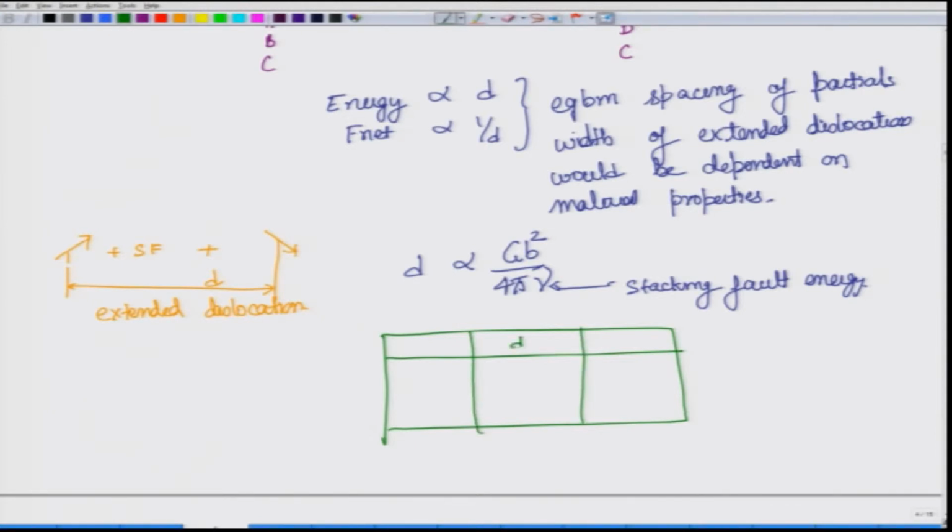So, this is the spacing, this is the gamma, and this is the material. For aluminum, people have observed that the width is A. A smaller width would mean that gamma is very large, and it does indeed come out to be 140 millijoule per meter square, which is high, as you would see compared to other materials.